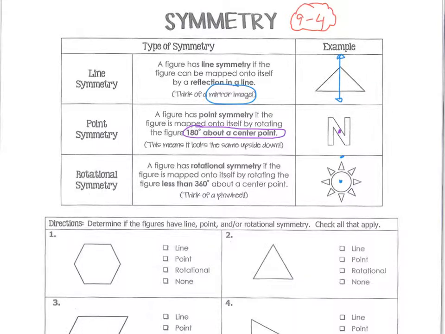Then there's something called rotational symmetry. Although for point symmetry we rotated this N 180 degrees, rotational symmetry says the figure has rotational symmetry if the figure is mapped onto itself by rotating the figure less than 360 degrees. So if you can rotate the figure any degree less than 360 and it maps onto itself. So for instance, anybody remember this toy from when you were a kid, a little toddler?